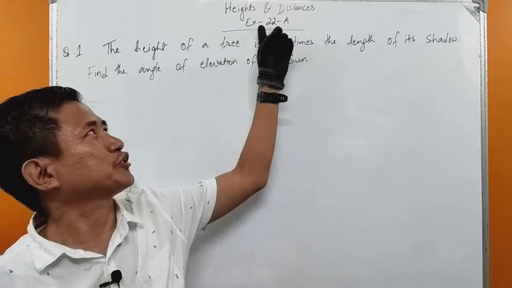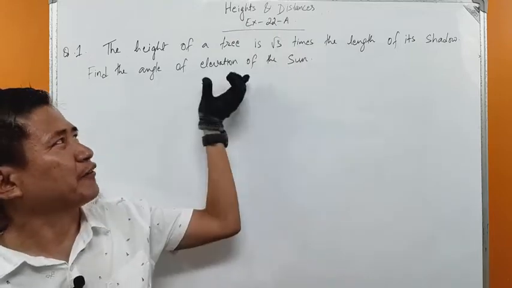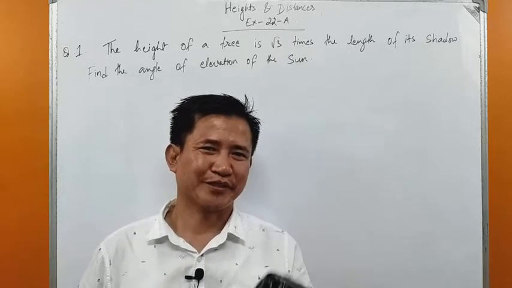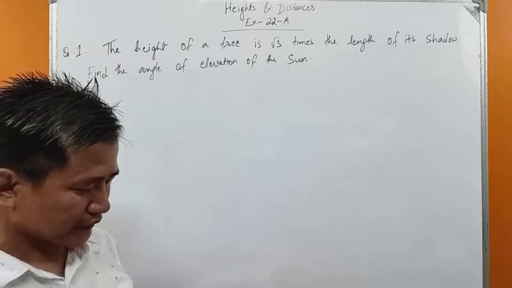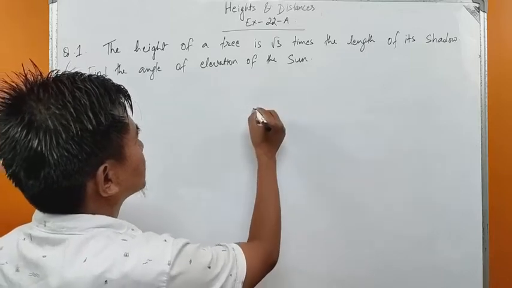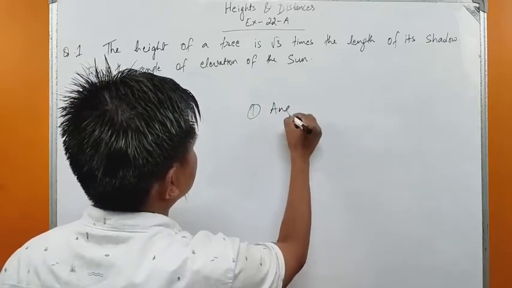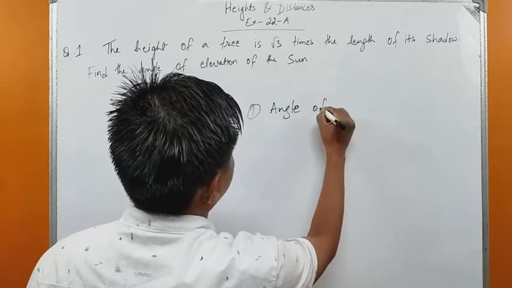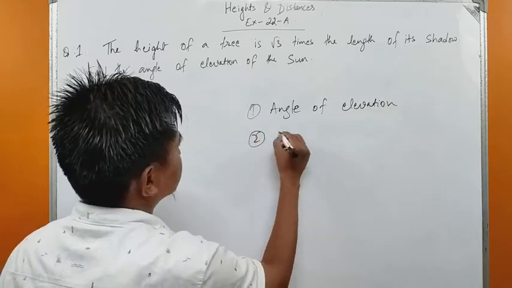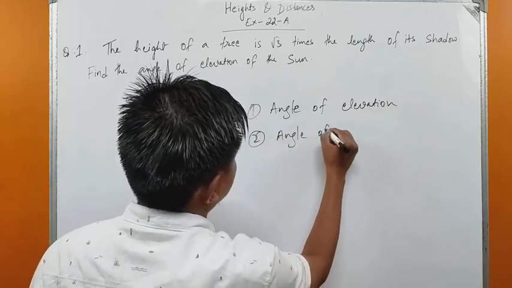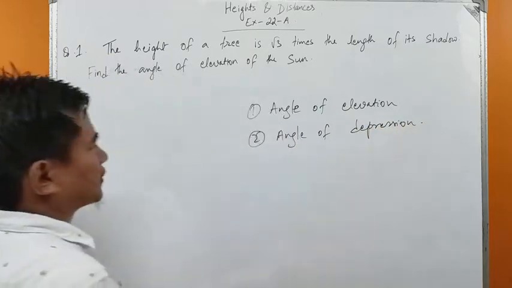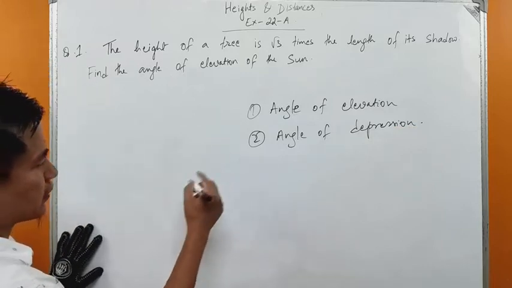So this is exercise 22A, heights and distances, and I have already written question number 1 of exercise 22A, and we'll begin this chapter from this video. While doing the questions from this chapter, we will come across two terms. Number 1 is angle of elevation, and number 2 is angle of depression. Both are the same thing, but slightly different. So we need to understand this.